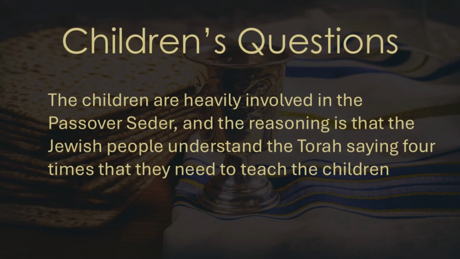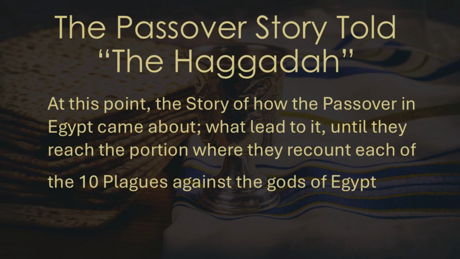Children are heavily involved in the Passover Seder, and the reasoning is that they understand the Torah saying 4 specific times that they need to teach the children about their faith, about their history, and that's why there are these 4 questions. Our ushers are passing out those second cups, so just hang on to them for a second because we are almost there. Now what they move into is what's called the Haggadah, which is that story, same name as the book.